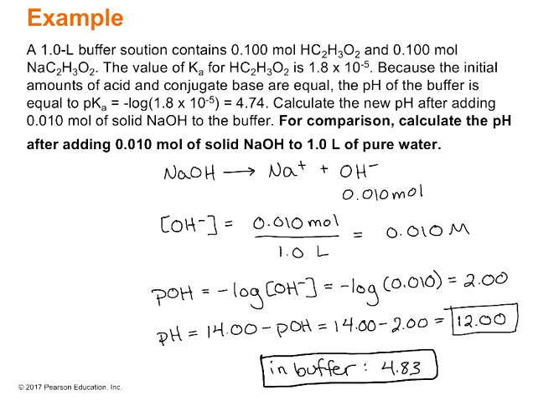So the buffer does a really good job of maintaining a specific pH value or range, whereas water, which is not a buffer, cannot control the pH. So buffers are super useful if you do need to maintain a particular pH.